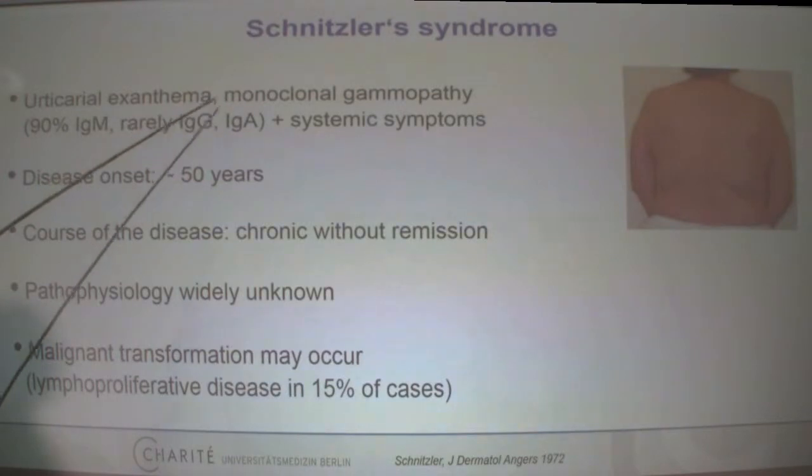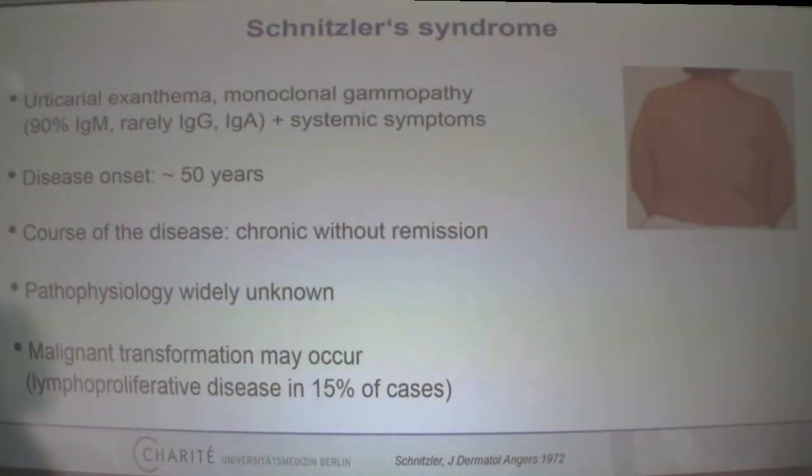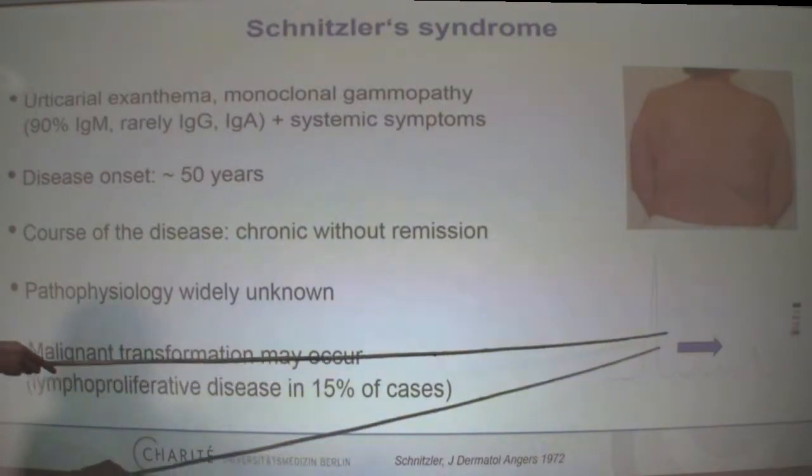Here you have, besides the urticarial exanthema, a monoclonal gammopathy, which is usually of the IgM variant, but can also be IgG or IgA, and systemic symptoms that mimic those of CAPS patients. But disease onset is quite late, so around 50 years. However, once the disease starts, it's also chronic without remission, pathophysiology widely unknown, and malignant transformation due to the monoclonal gammopathy may occur in about 15% of cases. And this is what you would observe here in the serum electrophoresis, this monoclonal gammopathy.